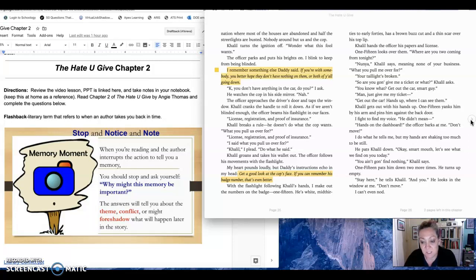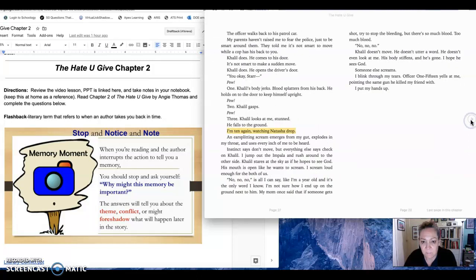I fight to find my voice. He didn't mean... Hands on the dashboard, the officer barks at me. Don't move. I do what he tells me, but my hands are shaking too much to be still. He pats Khalil down. Okay, smart mouth, let's see what we find on you today. You ain't gonna find nothing, Khalil says. 115 pats him down two more times. He turns up empty. Stay here, he tells Khalil. And you, he looks in the window at me, don't move. I can't even nod. The officer walks back to his patrol car.